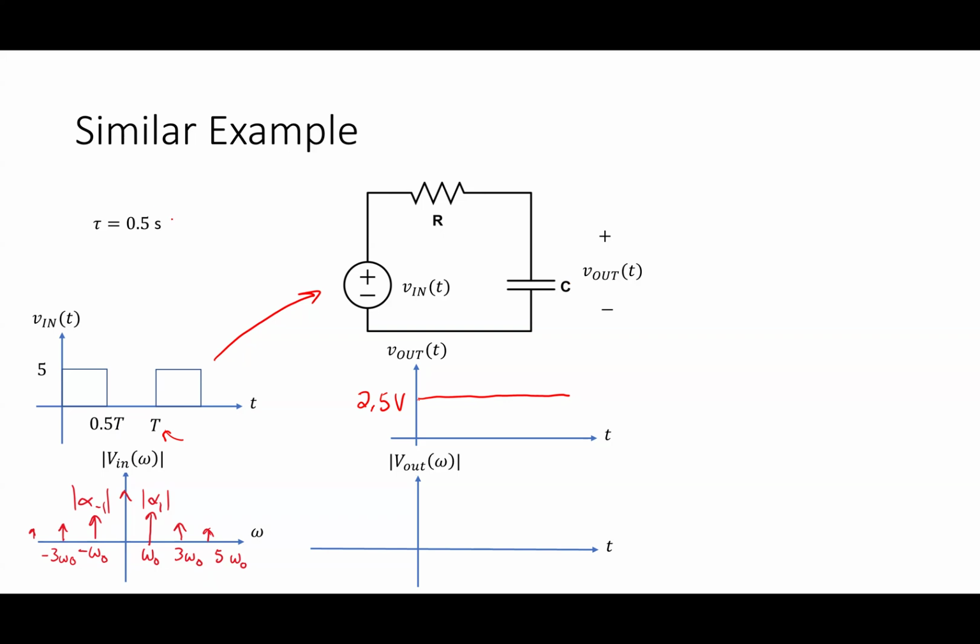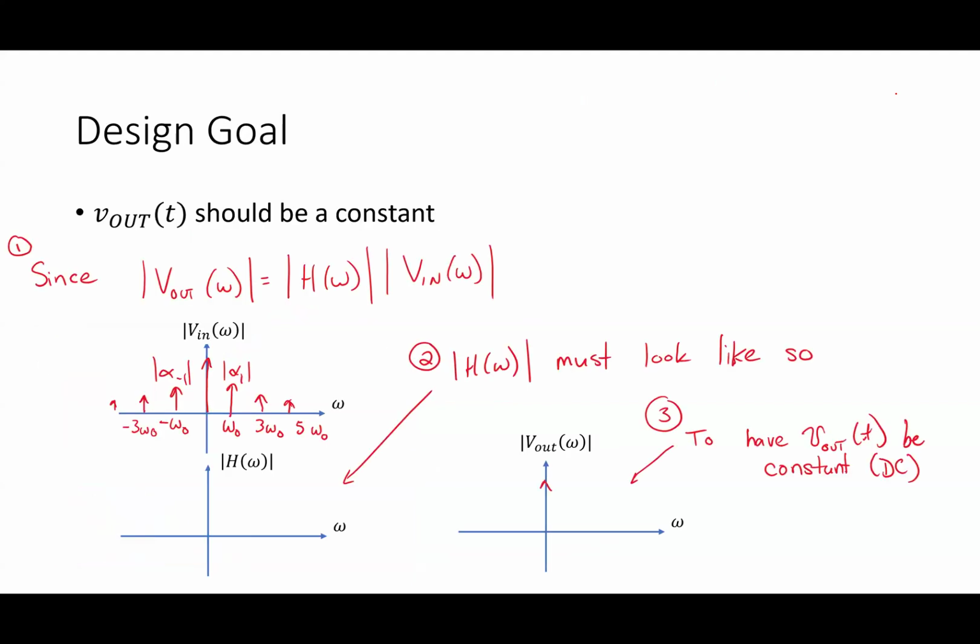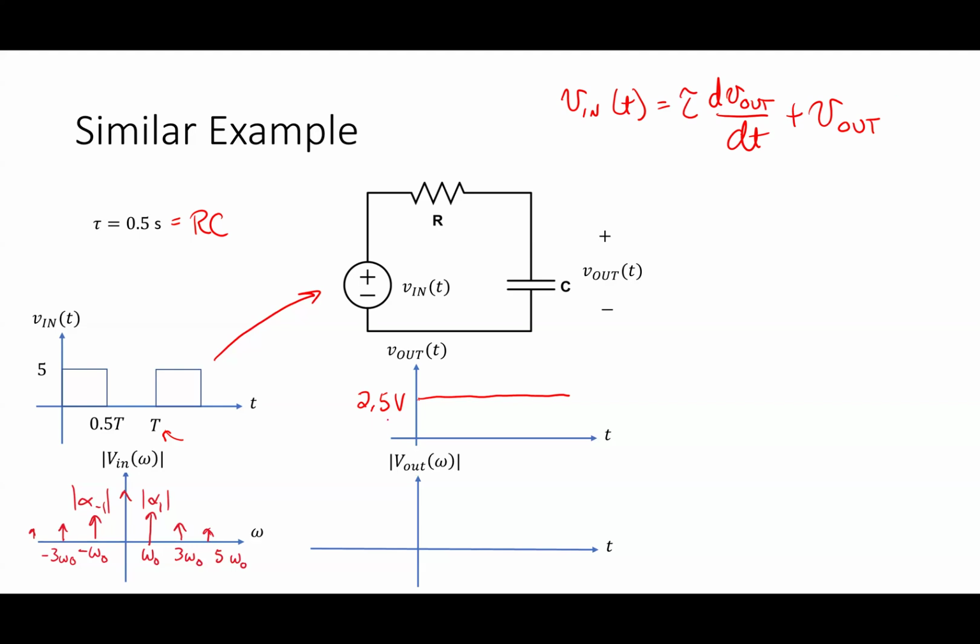And I said tau, which is RC, is 0.5 seconds. So you guys should know basically if I have this thing, the differential equation becomes this. So if I have that differential equation, I want to figure out what H of omega is going to be, right? So if our goal was basically just to see 2.5 volts at the output, right?